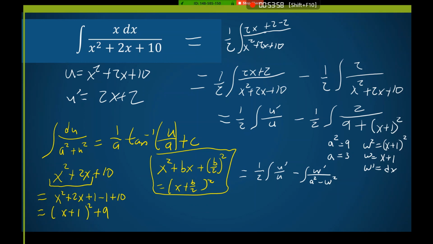Who's next? I've got Nikita next. Nikita, if I integrate u prime over u, what will happen? It's going to be natural logarithm of u. Natural log of u, perfect. And if we integrate w prime over a squared minus w squared, what will happen? It's going to be minus natural log of a squared minus w squared. Not a natural log, no.